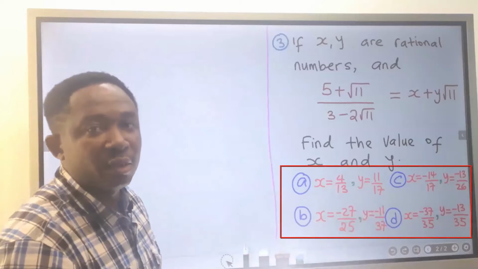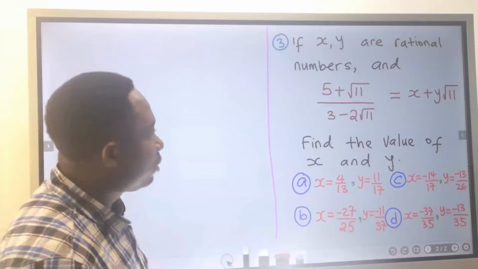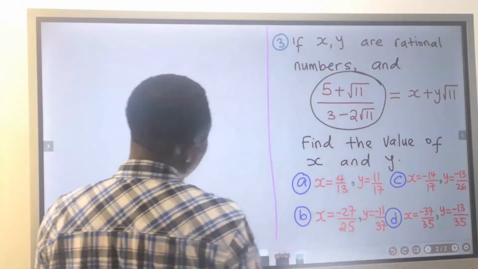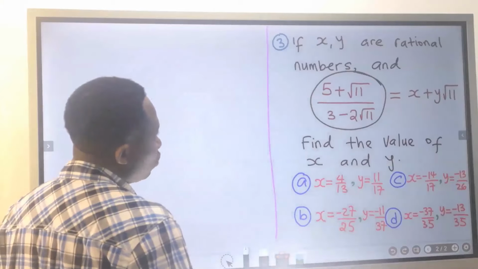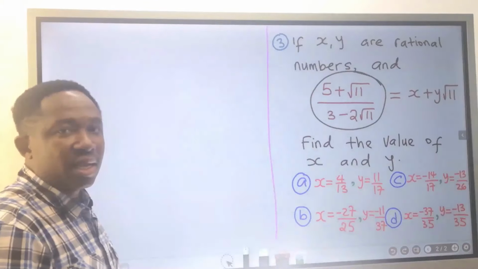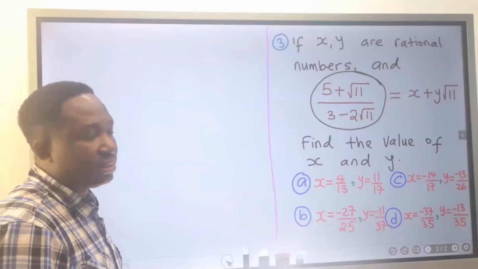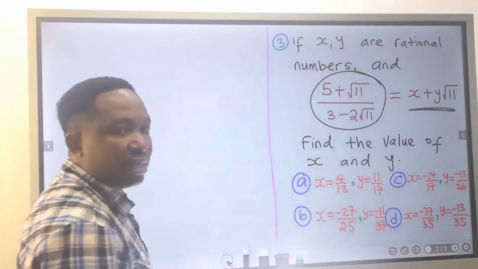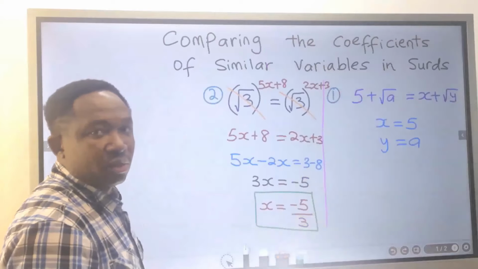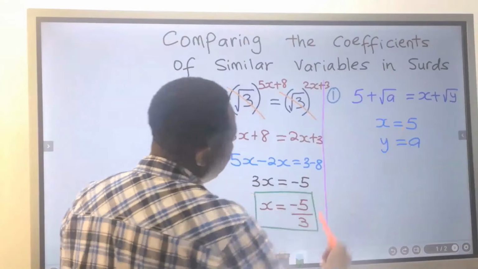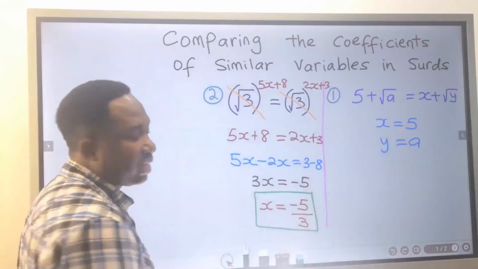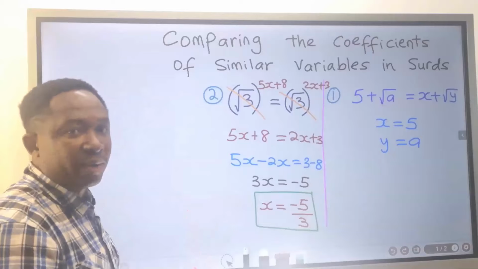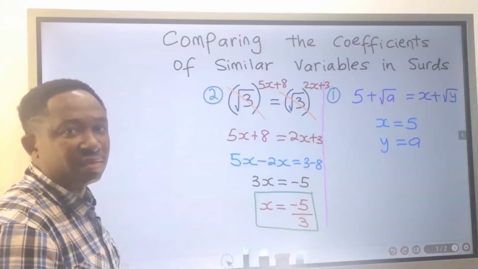To solve this problem, step number 1, you are going to solve this left hand side of the equation, and any answer you obtain, you're going to equate it with this side. Then you compare, just as we did here. Then you can find the value of your x and y in the comparison of the coefficients.